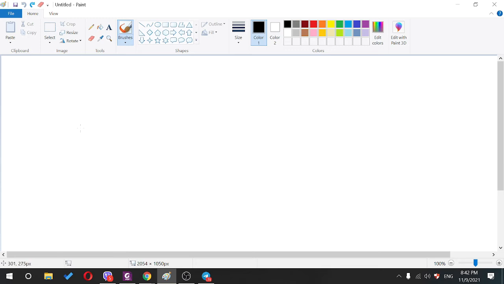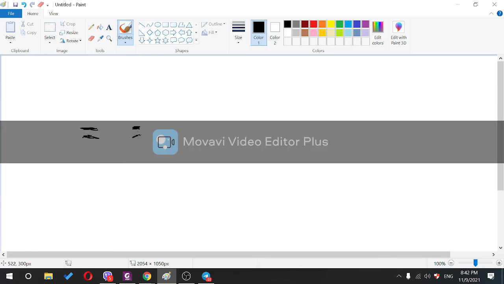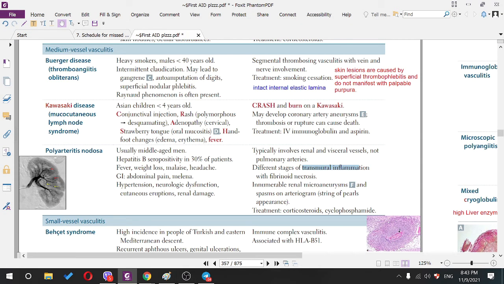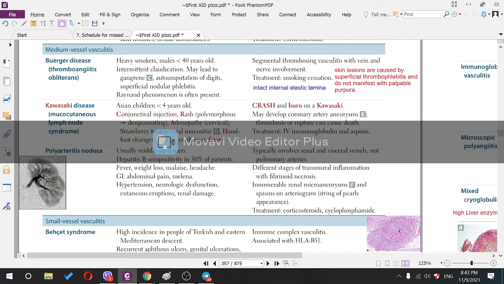What happens actually is that there is an area of fibrosis. Then there is an area of nothing, normal tissue. And then again, an area of fibrosis. So the fibrosis is much stronger than the normal walls, so they dilate. Again, the same story: fibrosis, normal walls that dilate because of the pressure. So it leads to a beads on a string appearance, okay? So different stages of transmural inflammation with fibrinoid necrosis.